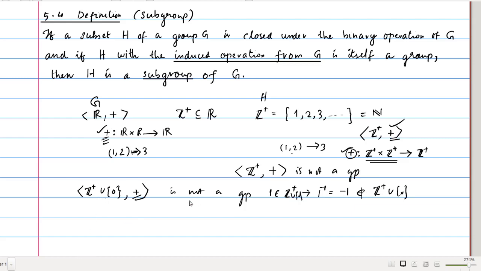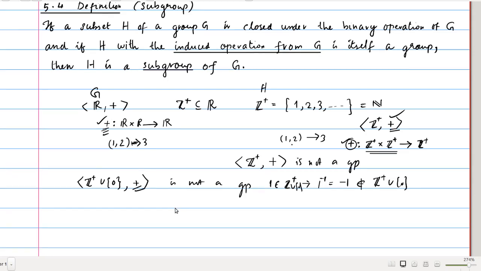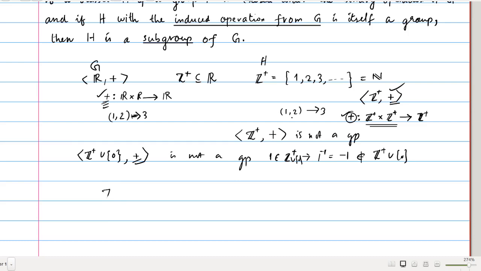So still we can consider this is not a group. Next we choose Z, the set of all integers under addition. This under addition means this is an induced operation from the group G. And this is a group. You can easily verify that this is a group.